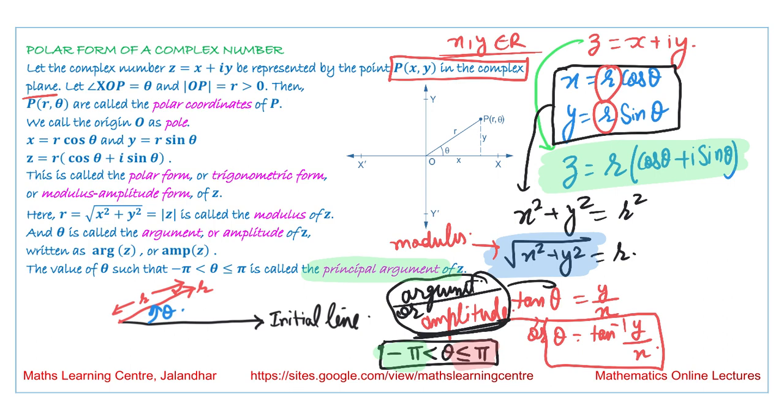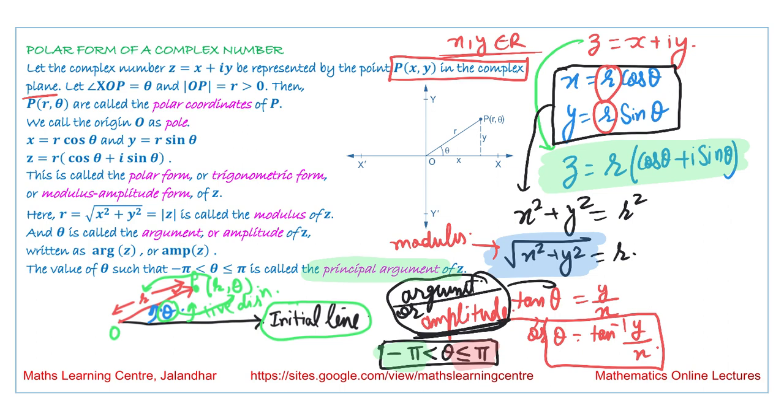Then the point we have over here is the point r comma theta, where r is the length from the origin O, or the initial point O, and theta is the angle formed with the initial line in the positive direction. This point will represent P r comma theta.